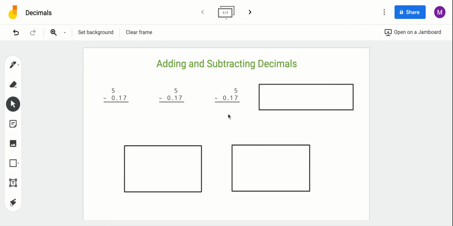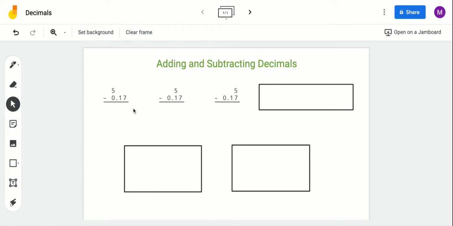And so, what we're going to do to start out with is look at these three problems right here, 5 minus 17 hundredths. And what we notice here is that the 5 is lined up with different place values. Here, the 5 is lined up with the ones, the 5 is lined up with the tenths. The 5 is lined up with the hundredths.